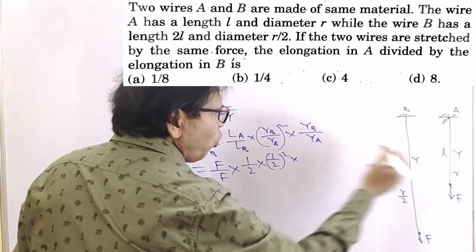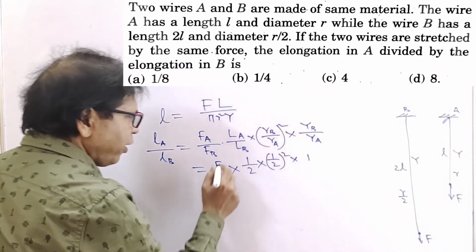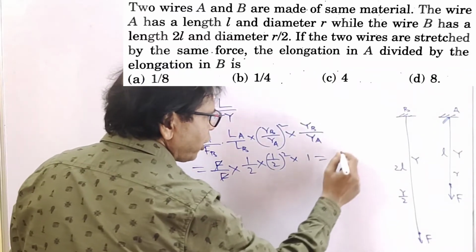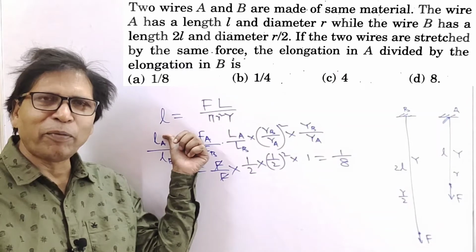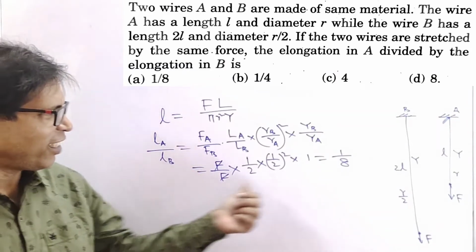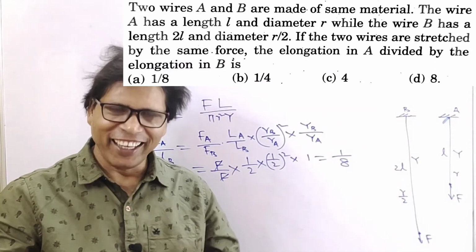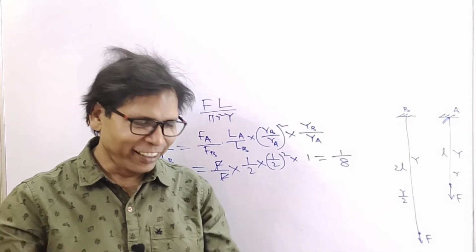And Y is the same, so this is 1. This cancels out, so this equals 1 by 8. So elongation of A by elongation of B equals 1 by 8. Okay, understood? Next, look at this.